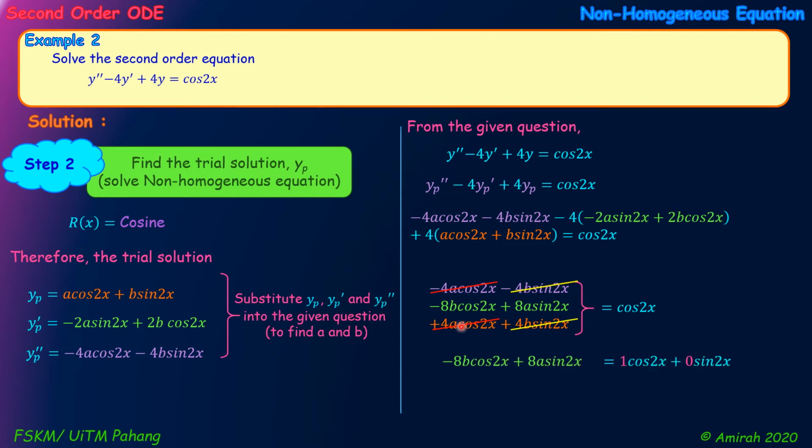So now we only have negative 8b cos 2x plus 8a sine 2x equals to, for cos 2x, we can write constant 1 in front here. So we have 1 cos 2x. And from the left hand side, we also have sine, so we need to write a term containing sine. But in the original question, we don't have sine. So we can put 0 here, because 0 times sine 2x equals to 0, means nothing here.